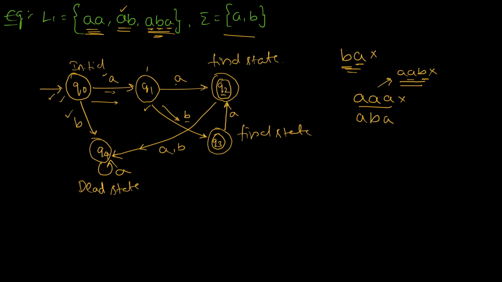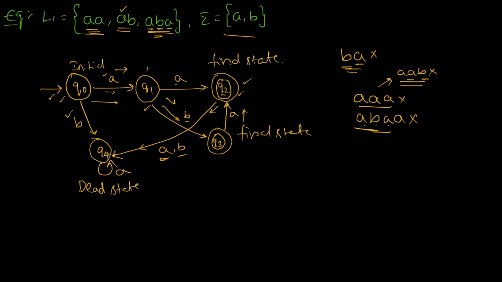There is another way to reach Q2. On seeing ABA, we reached Q2. So after seeing ABA, if we see an A, we need to reject this type of string. So A, B, then A, then A, it goes to the dead state. So we are done with Q2 also because we have transitions over A and B from Q2.